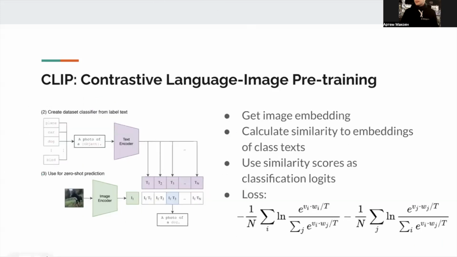As a formula, you can see it like this. Exponents, you divide by t. It's a logit scale. So you multiply the encodings of images and texts. This is the similarity loss. Divide by t, the logit scale, take exponents like softmax and use cross entropy. This is for rows, for example. This is for columns.